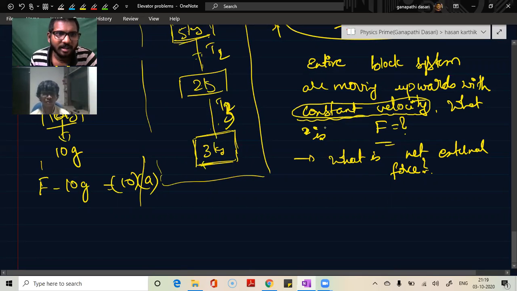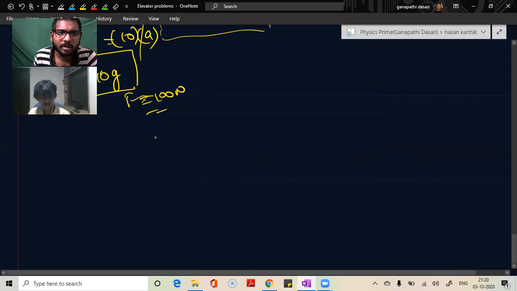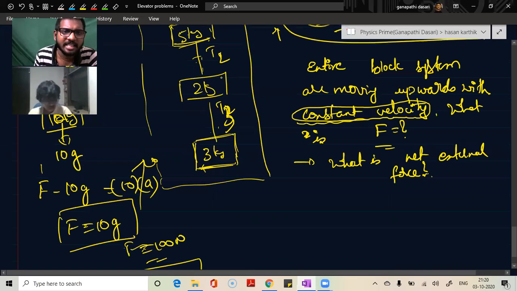Acceleration is 0. Then F is equal to what? 10G. That means the uppermost force, or tension in the uppermost string, is equal to 100 Newtons. That is T1. If questions are asked, what is T2 and what is T3?